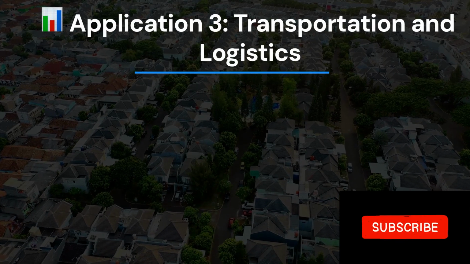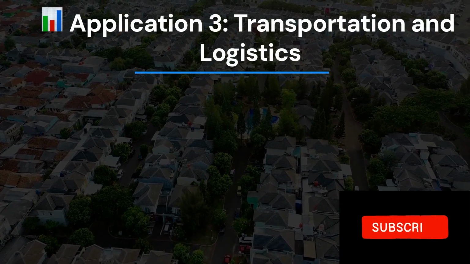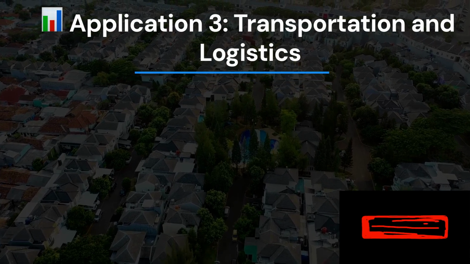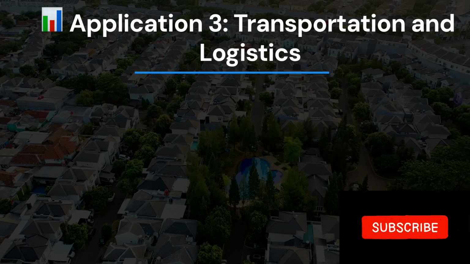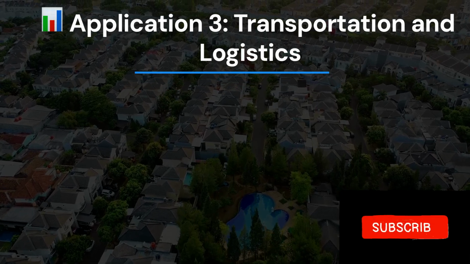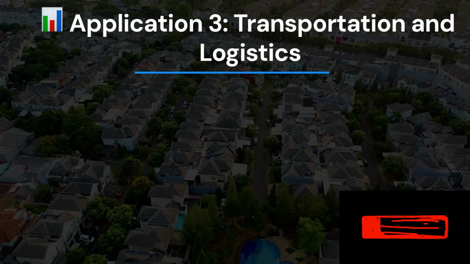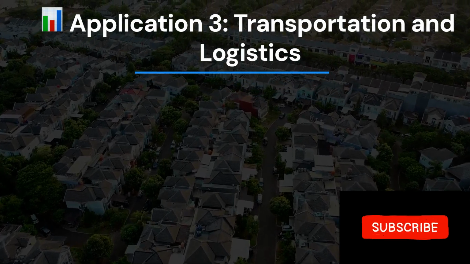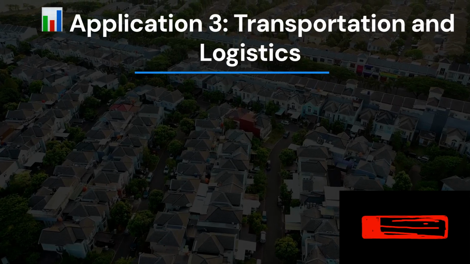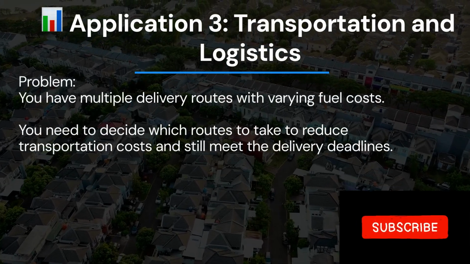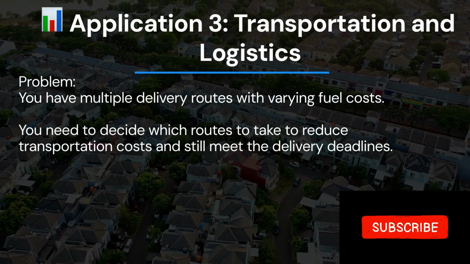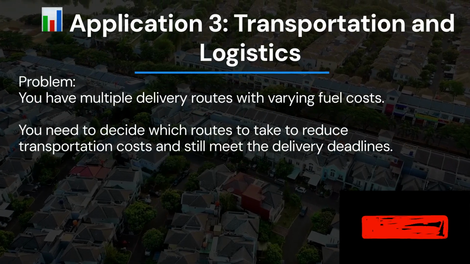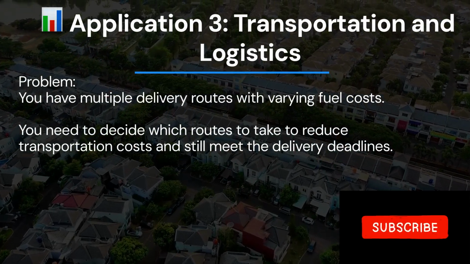Optimizing delivery routes. Next, let's talk about logistics. Imagine you're working for a delivery company, and you have several trucks that need to deliver goods to various locations. The goal is to minimize the cost of transportation while still delivering on time. Problem: you have multiple delivery routes with varying fuel costs. You need to decide which routes to take to reduce transportation costs and still meet the delivery deadlines.